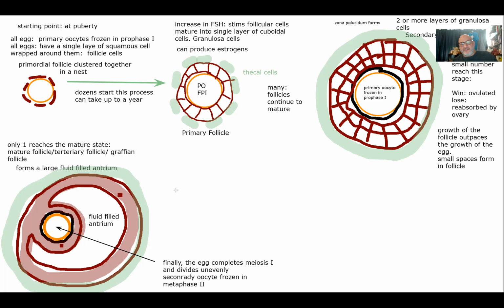But as we know, anatomists like to give things names based on their locations. The granulosa cells that directly surround the egg are called, because it's kind of a crown around it, corona radiata. So we have that corona radiata around the egg, around its zona pellucida.